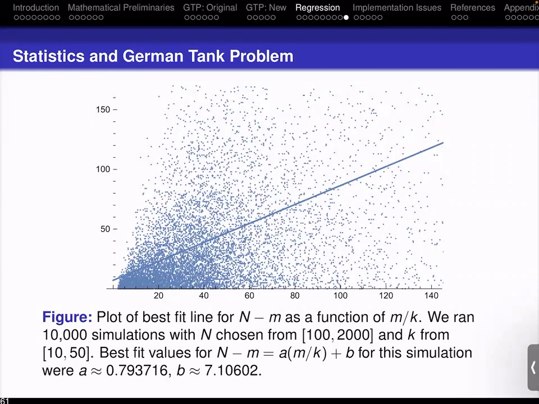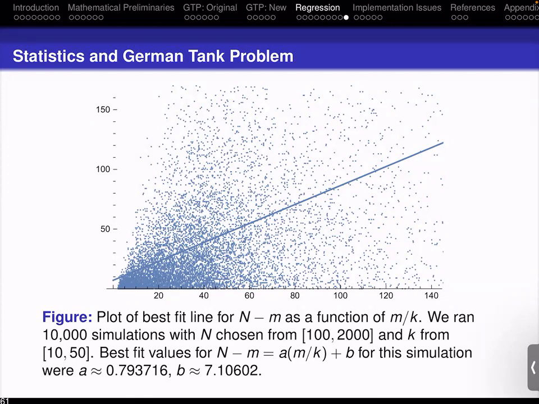So you say, well, look, I know there has to be at least m tanks. And what I'm going to do is choose some number n, and then randomly choose k tanks from 1 to n. I'll record the largest serial number, and I know my n should be m plus something, I think maybe a multiple of m over k. So since I know it has to be m plus a multiple of m over k, or I'm conjecturing that, why don't I just subtract m from n, and I'll plot that.